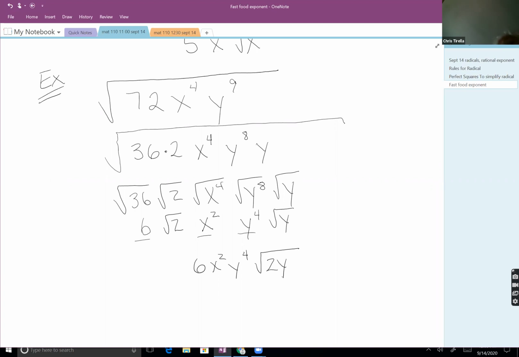So why do we want to simplify radical expressions? Because the next place we're going, is that a Z? Oh no, it's a 2, right? 2y. Yeah, it's a 2. If there's a line in the middle, it's a Z. If there's no line in the middle, it's a 2. Okay, thank you.